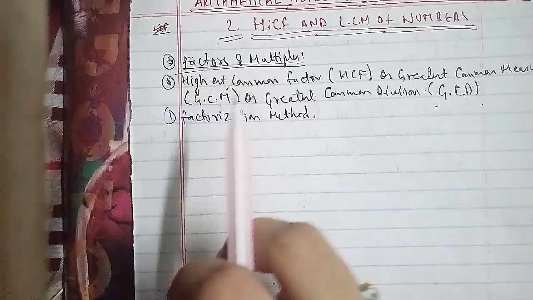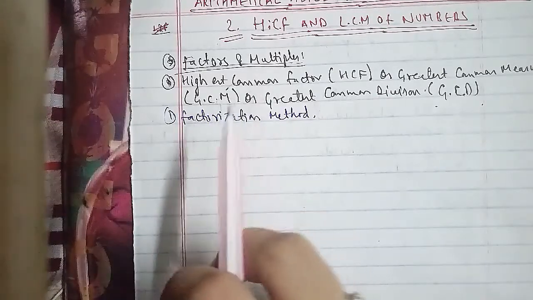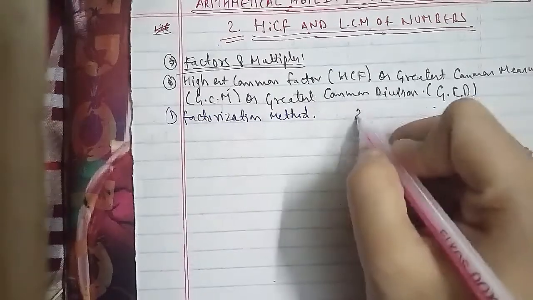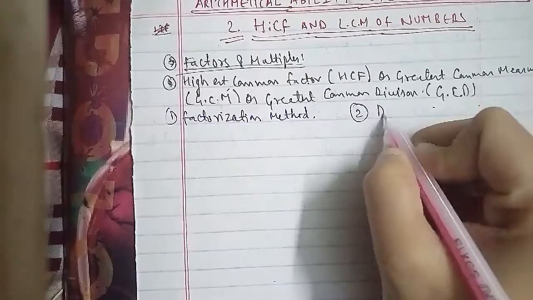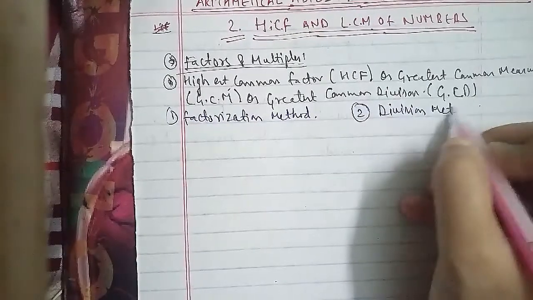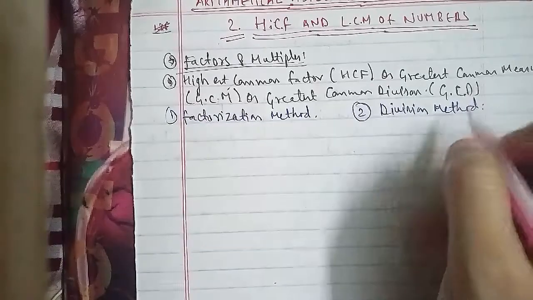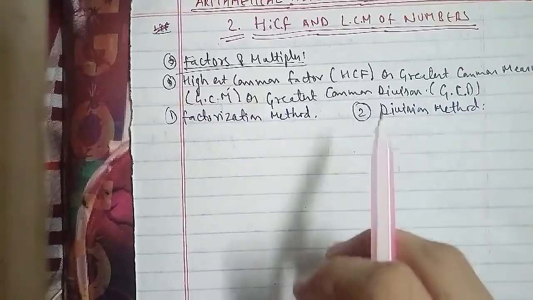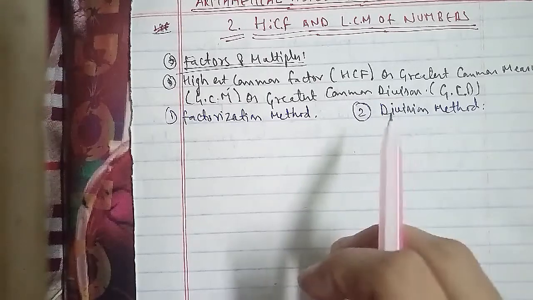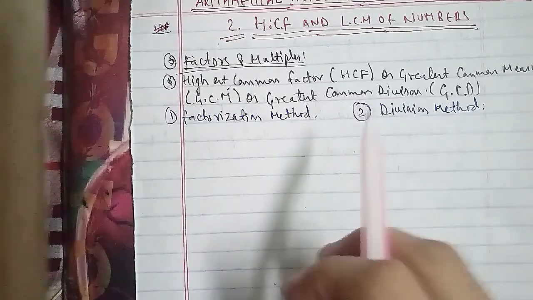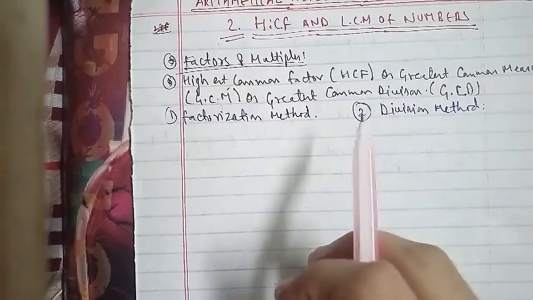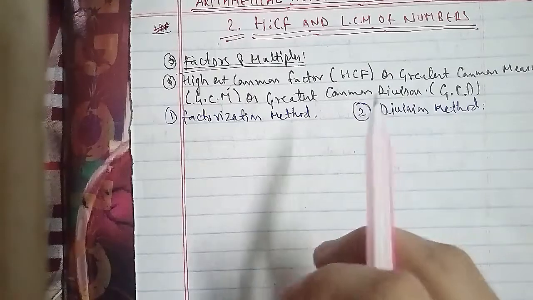The second method is your division method. In the division method, suppose we have to find the HCF of two given numbers, you divide the larger number by the smaller one, and now divide the divisor by the remainder, then repeat the process of dividing the preceding divisor by the remainder until 0 is obtained as remainder. The last divisor is called the HCF here.